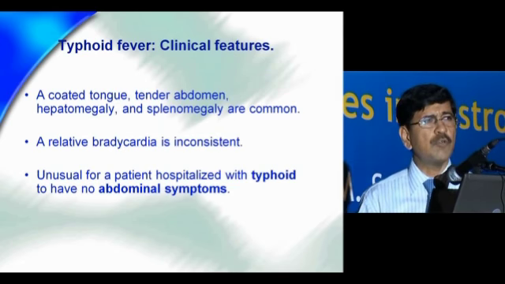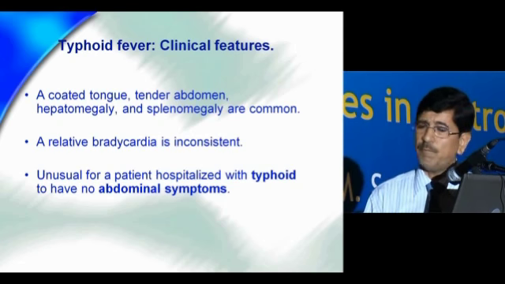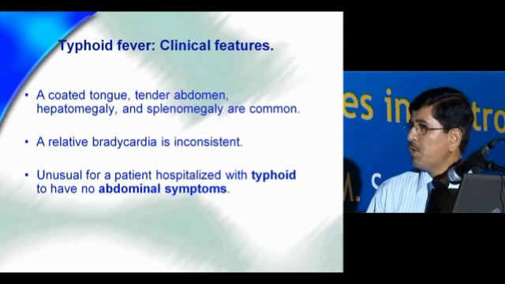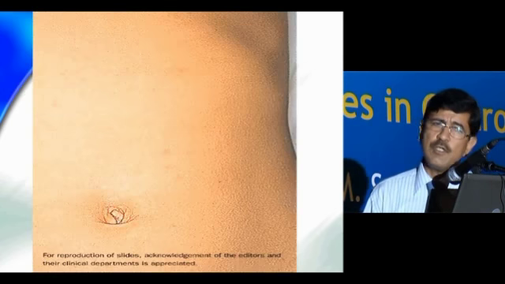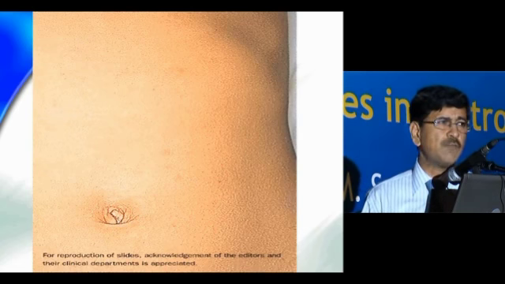It is unusual for a patient hospitalized for typhoid to have no abdominal symptoms. Another feature of this disease is rose spots, which are papular rashes which come in crops, seen in the upper abdomen and the lower chest. These are the rose spots.